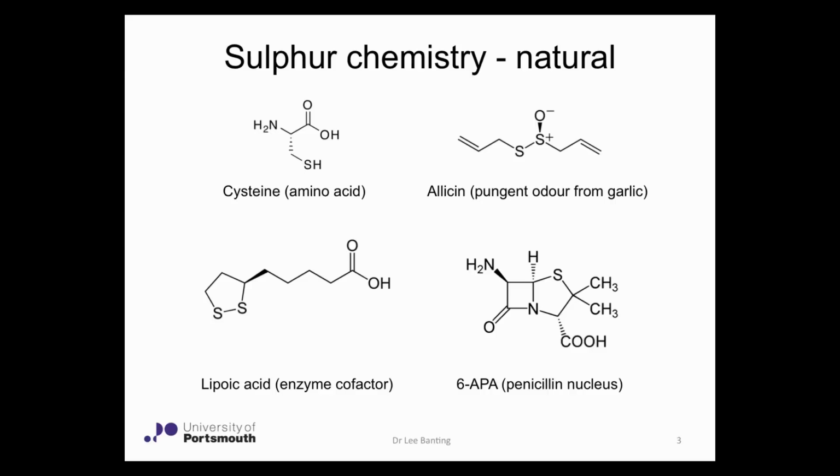This is 6-APA, which is aminopenicillanic acid, and this is a penicillin nucleus. Again, notice the sulfur is part of a heterocyclic ring system. This is quite an unusual chemical because it has a four-membered ring in it as well, which is quite rare in nature.